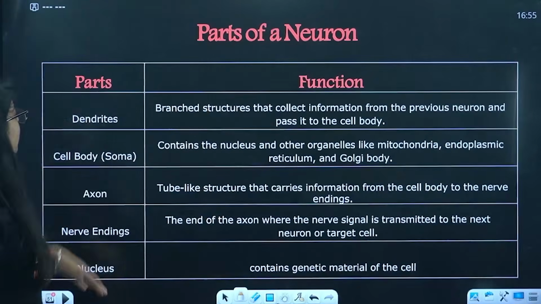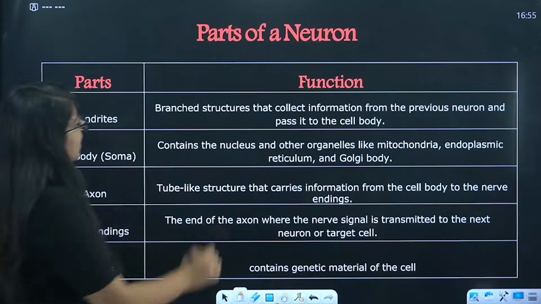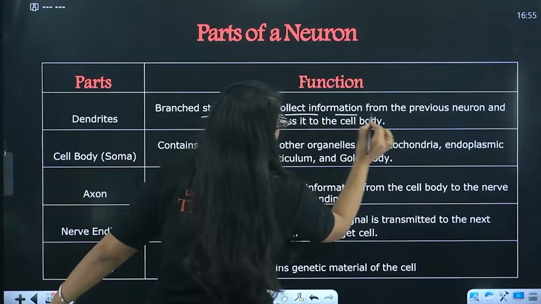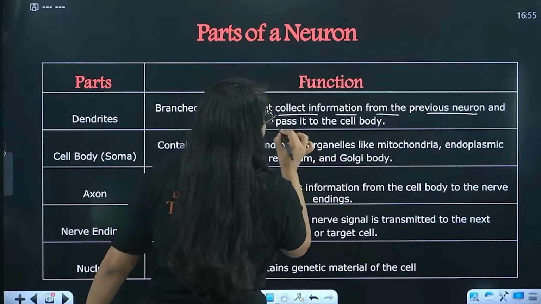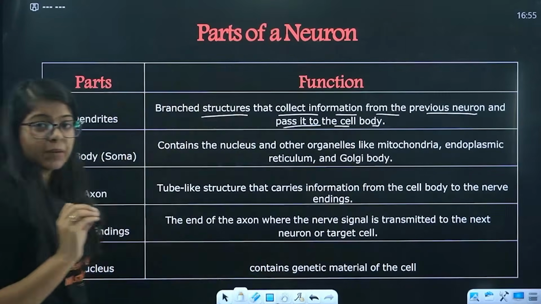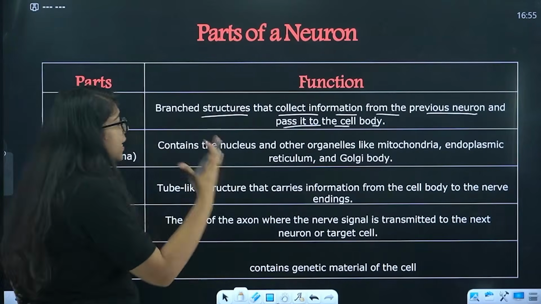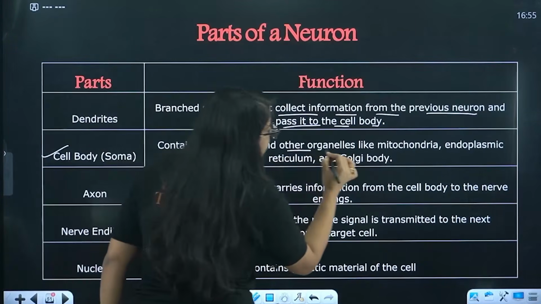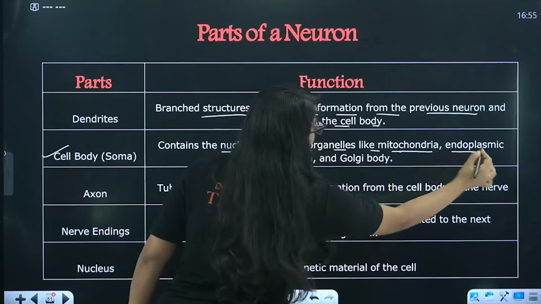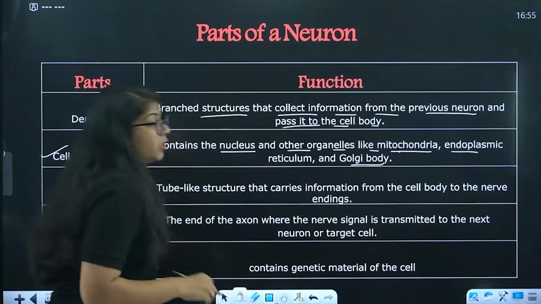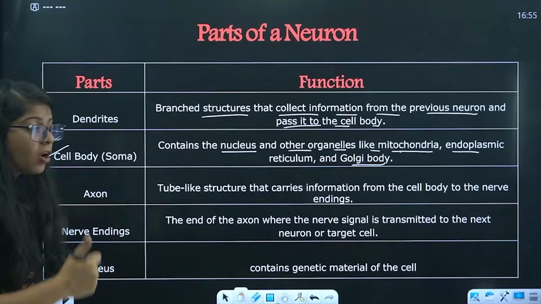What are the parts of a neuron again? Dendrites. These are branched structures that collect the information from the previous neuron and pass it to the cell body. Just like we studied, the cell body, beta, contains the nucleus and other organelles like mitochondria, endoplasmic reticulum, and Golgi body. Of course, the cell will also have all these, right?